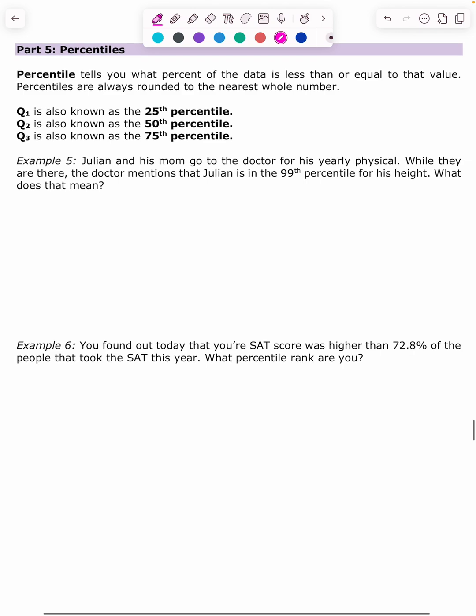So a couple other examples I have here of interpreting percentiles and what they mean. Julian and his mom go to the doctor for his yearly physical. While they are there, the doctor mentions that Julian is in the 99th percentile for his height. What does that mean? So when we talk about percentiles in a medical application, specifically here looking at the height of a young boy going to the doctor, and they say, Julian, you are in the 99th percentile for your height.